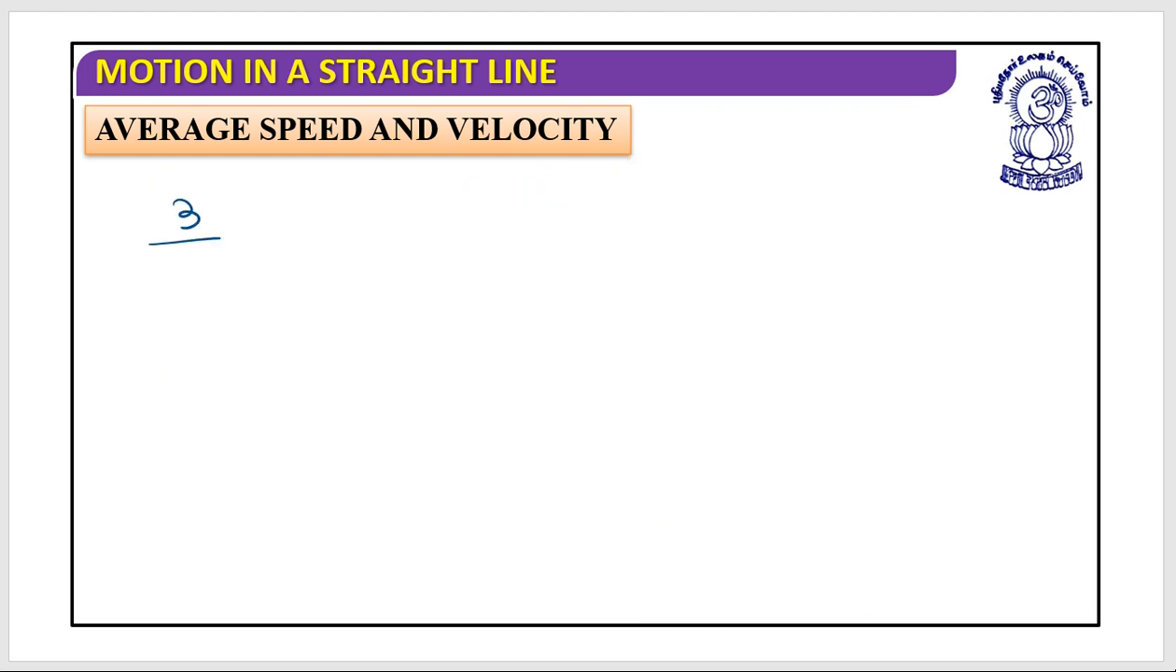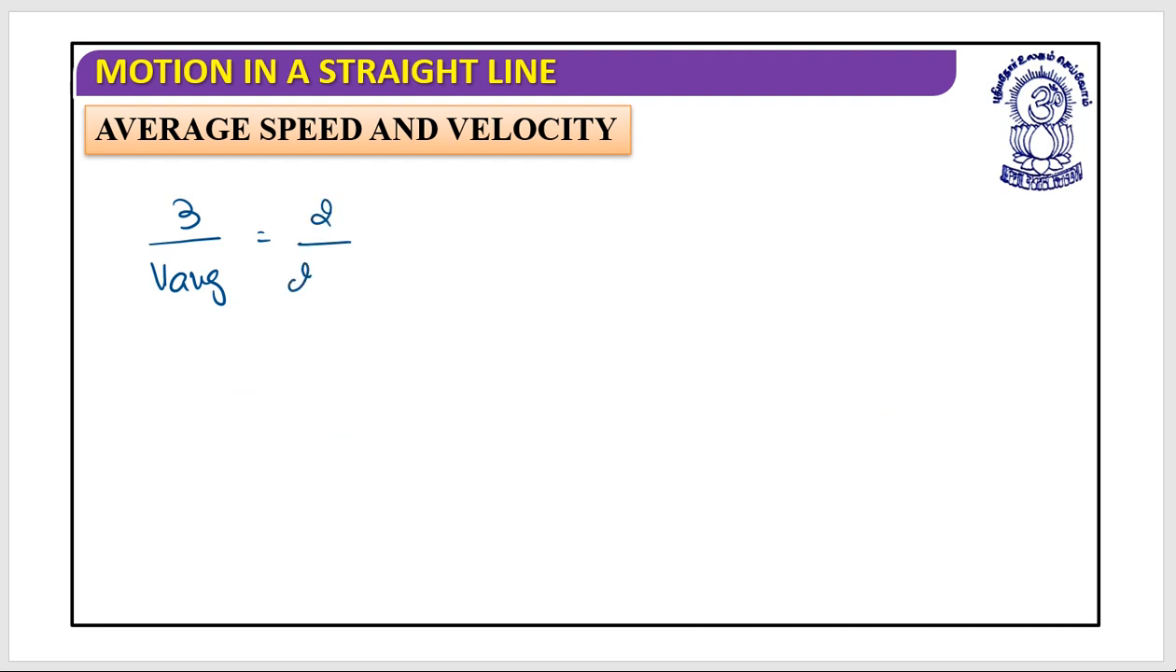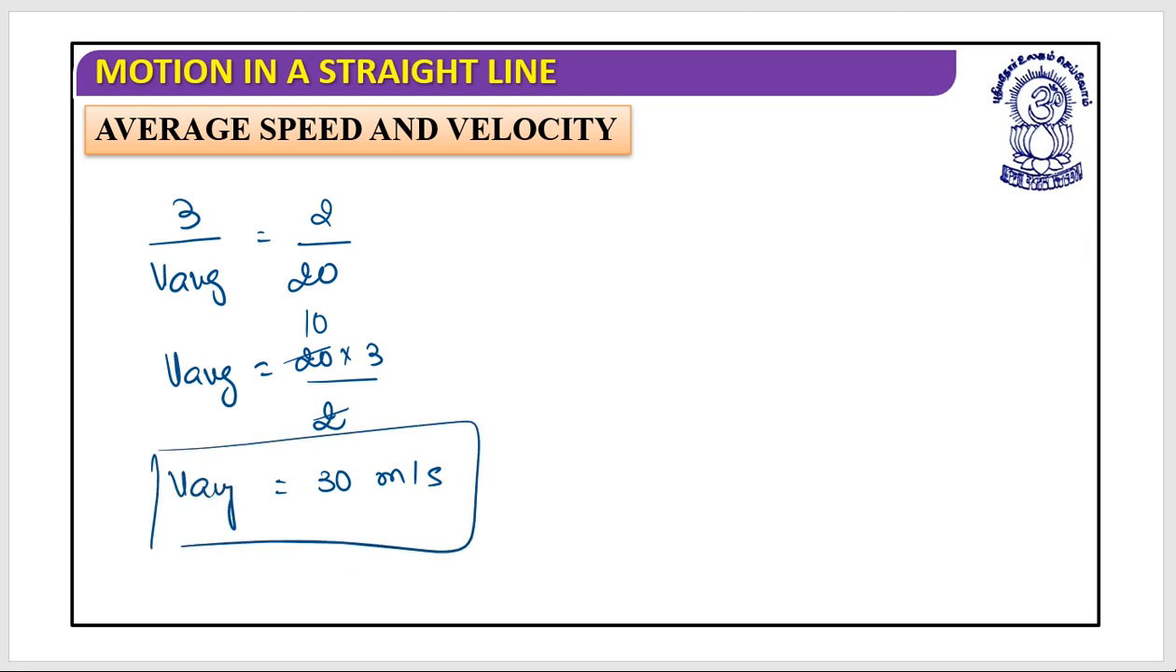So this is the situation. 3 divided by V average is equal to 2 by 20. So while I calculate V average, it is 20 into 3 divided by 2. So this would be 30 meter per second. This is the V average. Yes. What was your answer? Is it the same? Good. Well done.